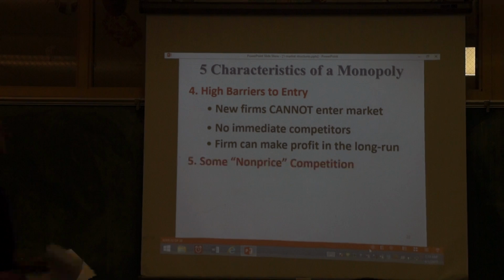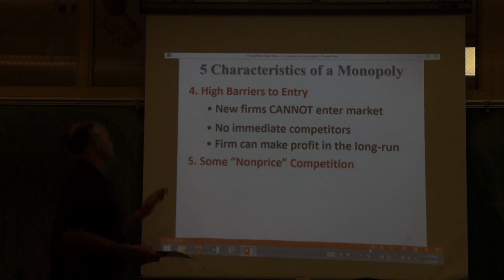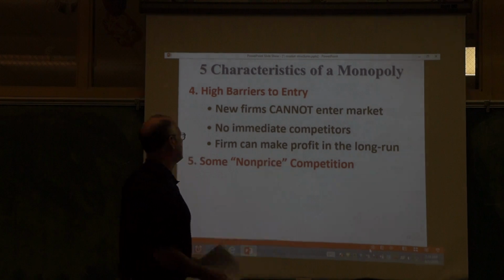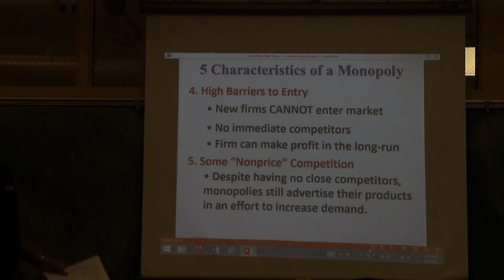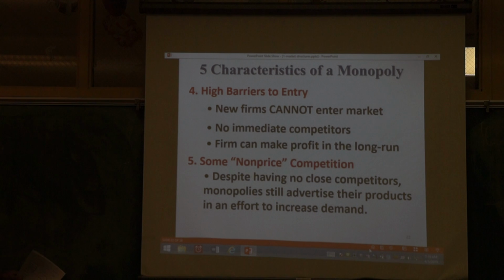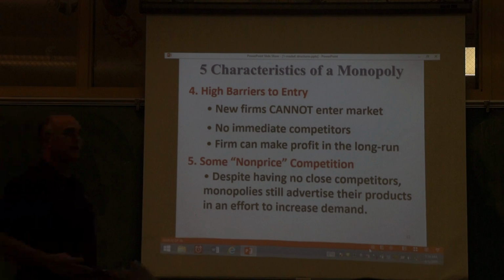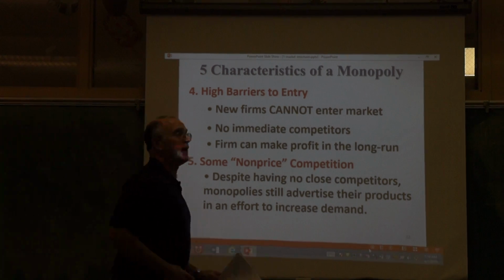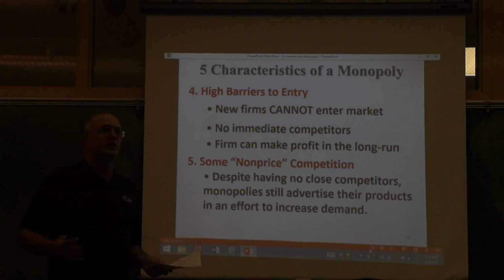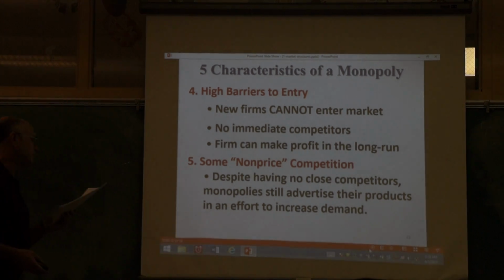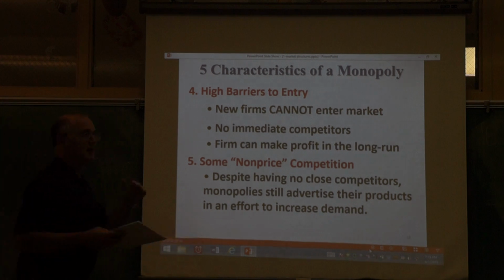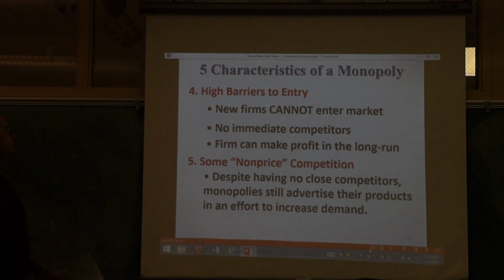And the last is non-price competition, which means there's some advertising. Even though the Orioles don't have competitors, they want more people to come to their games, so that's why they advertise. Even though cable television doesn't have competitors, they want more people using their brand. And again, they sometimes ask those five. All right, monopoly graph coming up next.